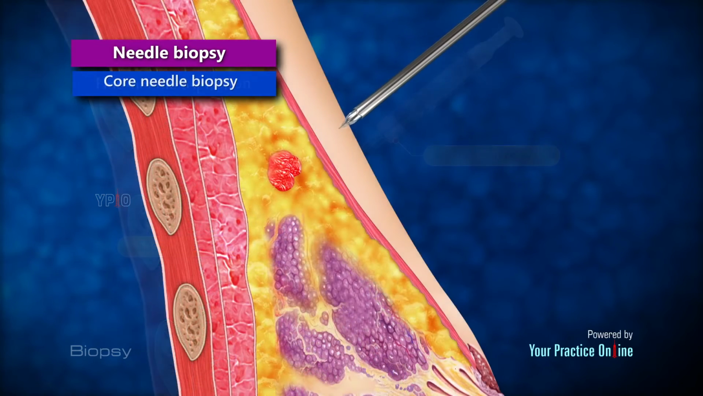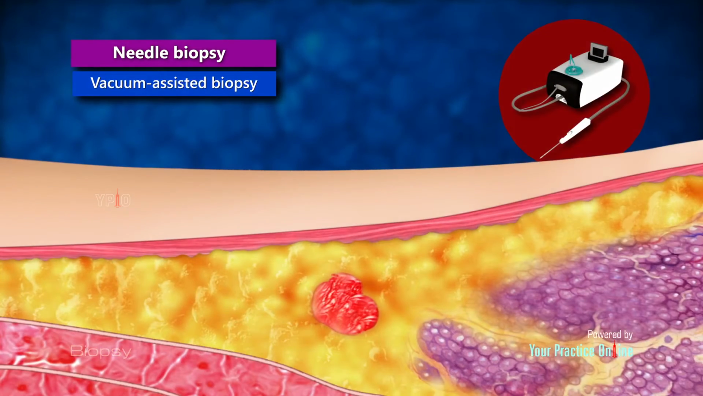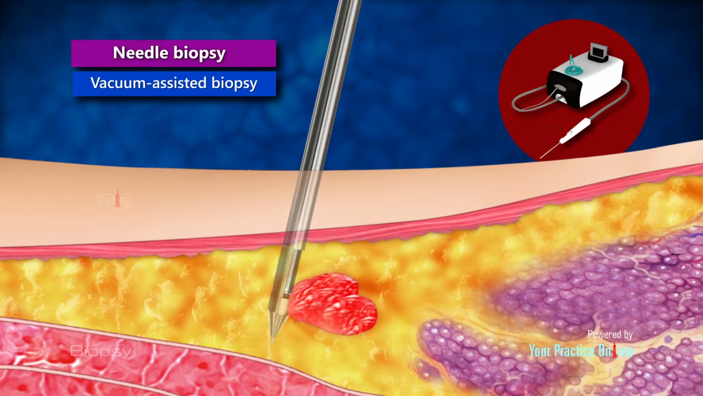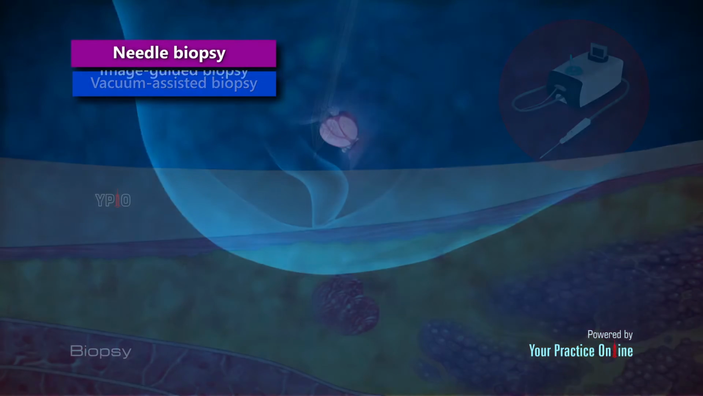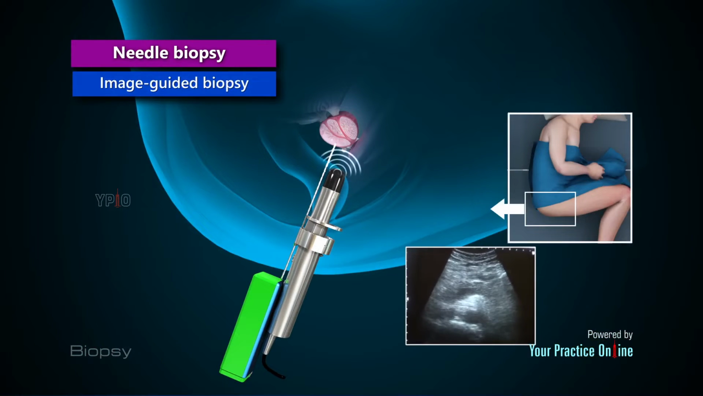Core needle biopsy involves using a larger diameter needle with a cutting tip to remove a column of tissue. Vacuum-assisted biopsy uses a needle connected to a suction device to extract cells from the area of abnormality. Image-guided biopsy combines a needle biopsy with an imaging procedure.